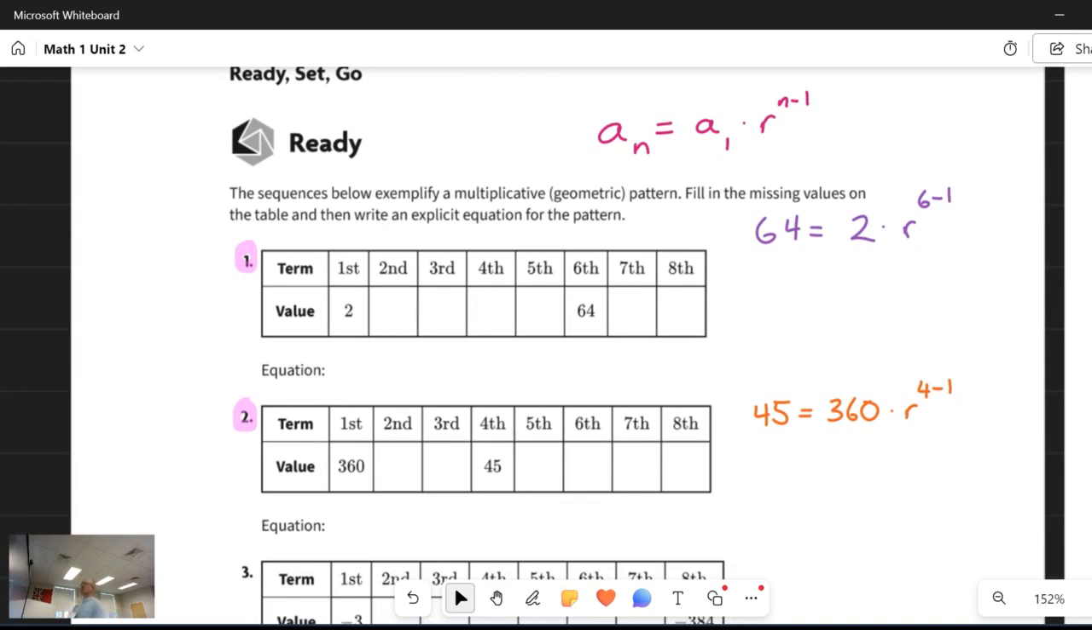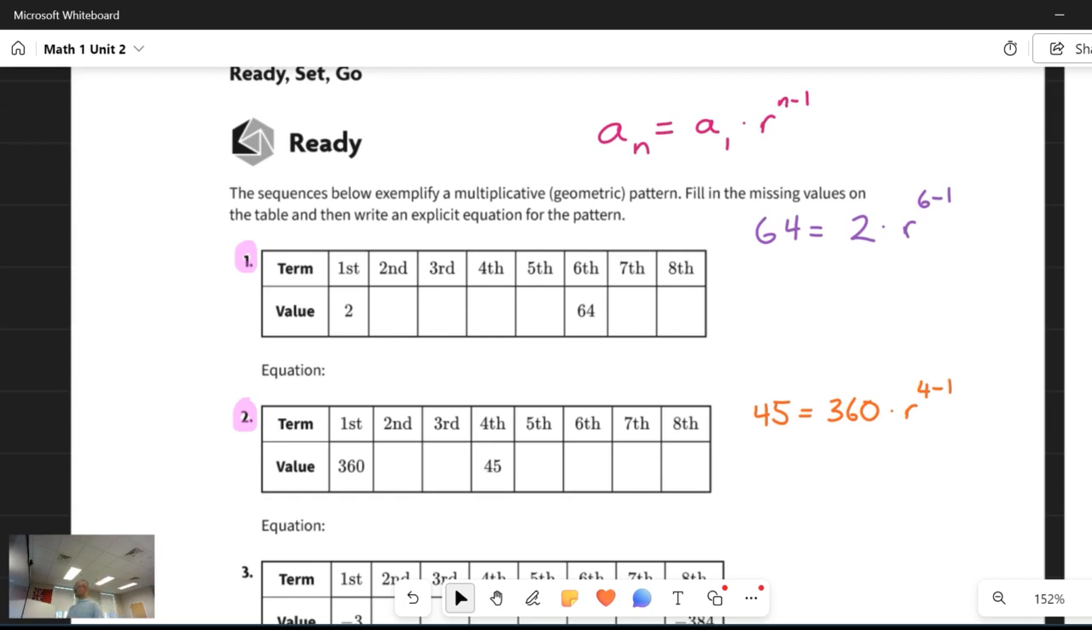In our first two questions, it asks us, the sequences below exemplify a geometric pattern, fill in the missing values on the table, and then write an explicit equation for the pattern. For me, I personally always find the equation first, then I go back and figure out what all the missing pieces are.